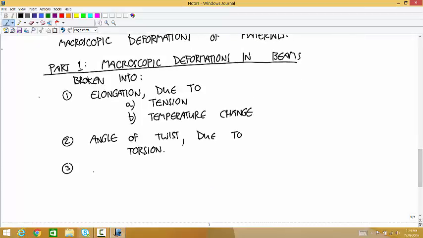And then the last one is deflection. You could think of that as due to shear forces or bending moments, but we know that those kind of go hand in hand. They have that derivative integral relationship with each other. So we're going to calculate this based on bending moments.